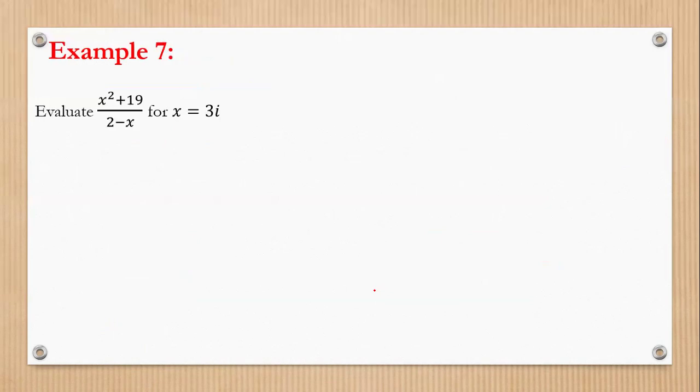The next example is asking us to evaluate these expressions when x is equal to 3I. Evaluate means find the answer when x is 3I, which means I need to replace the x by 3I. So let's replace the x by 3I. Don't forget there is a square on top of that. And the denominator is 2 minus 3I. And on the numerator, 3I squared is 9I squared.